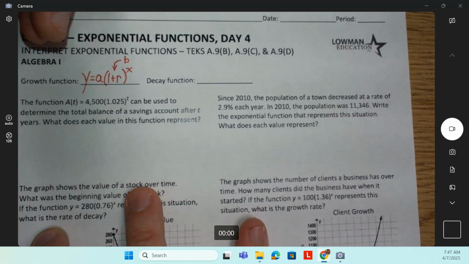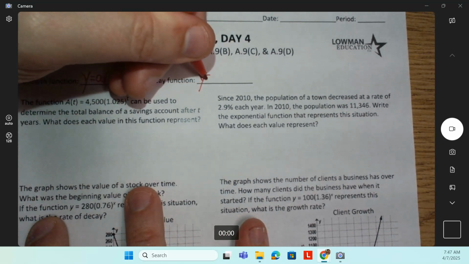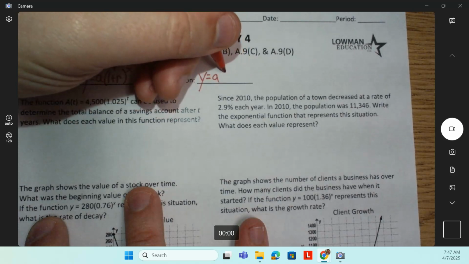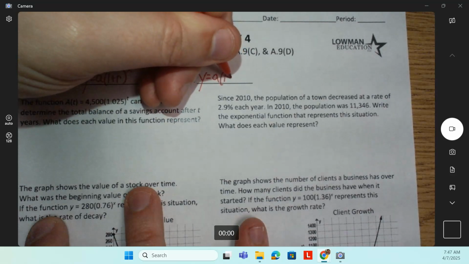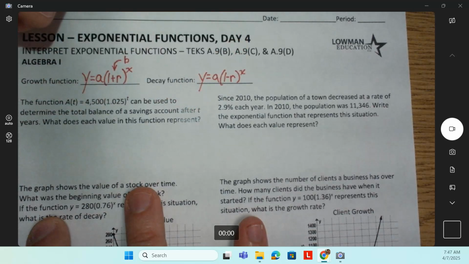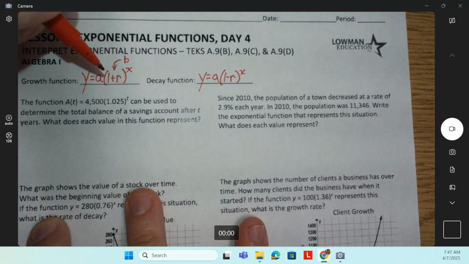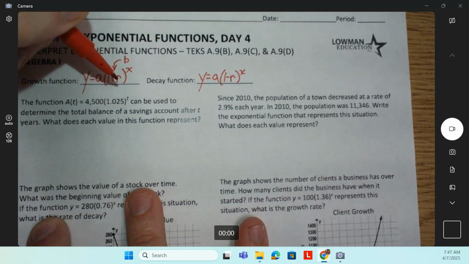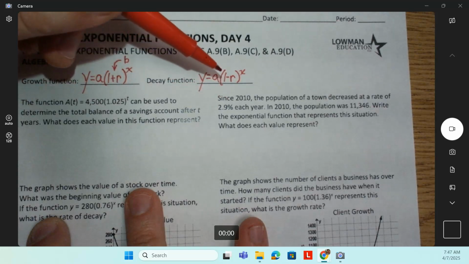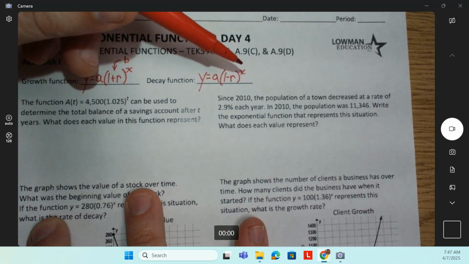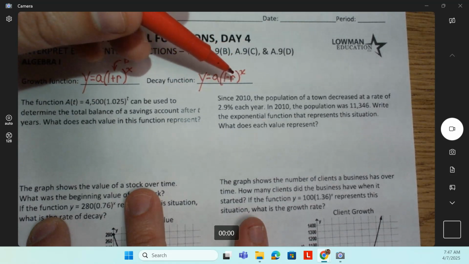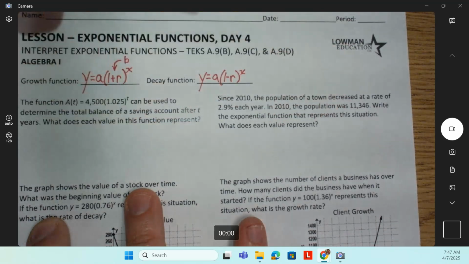Our decay function, y equals a, which again is the starting amount or the y-intercept, times 1 minus r to the x power. So if it's growing at 2% a year, it'd be 1 plus 0.02. If it was decaying at 2% a year, it'd be 1 minus 0.02. So this one would be 1.02, and this one would be 0.98, which would make that a decay.